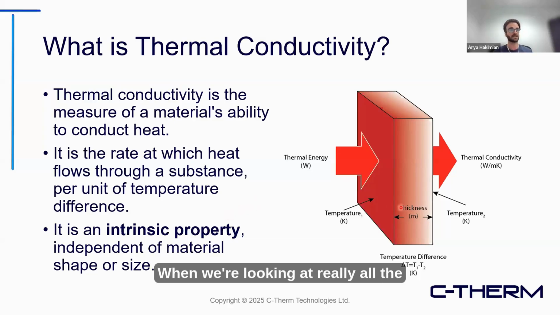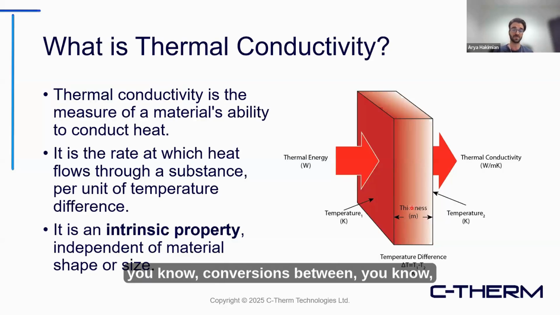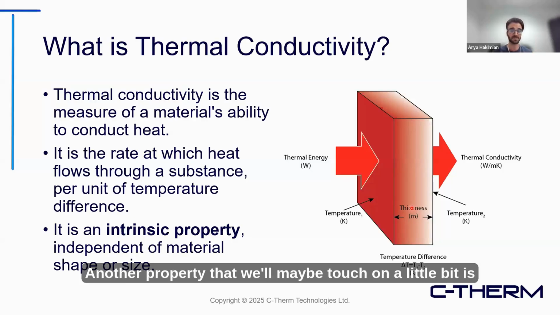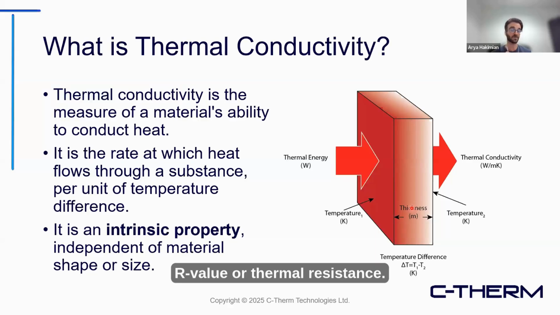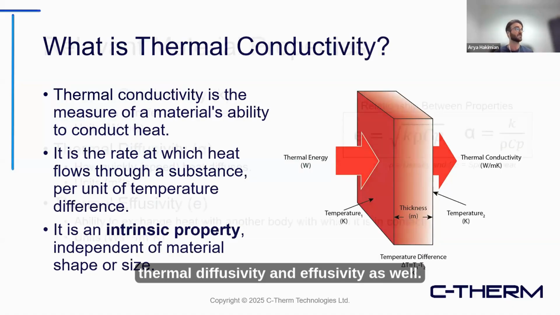When we're looking at all the results and different data sets in today's content, everything will be in the units of watts per meter Kelvin. There are other units and conversions between the watts per meter Kelvin and the imperial options as well. Another property that we'll maybe touch on a little bit is R value or thermal resistance. Some of these related properties, thermal diffusivity and effusivity as well.